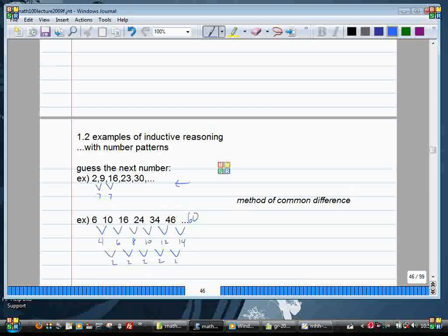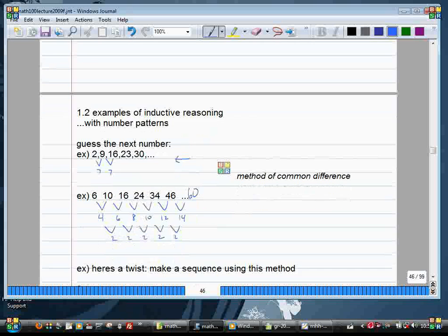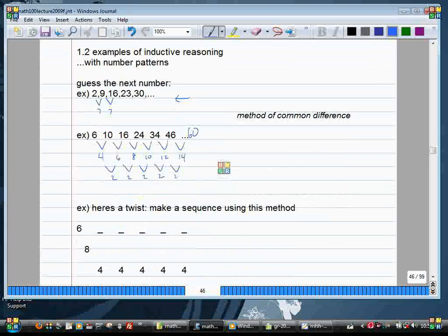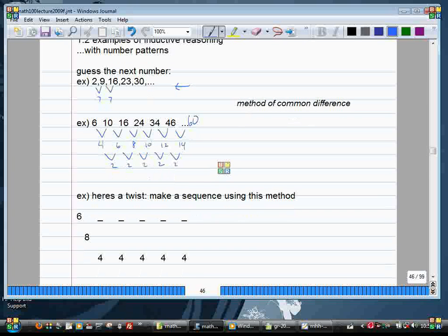Alright. So now I'm going to throw a curveball at you. Make a sequence using this method. I've already filled in the first bits. Again, using the notation that I've established. What do the 4s represent? Exactly. So for example, what's the next number that you can fill in? Where does the 12 go? Exactly. And then what?